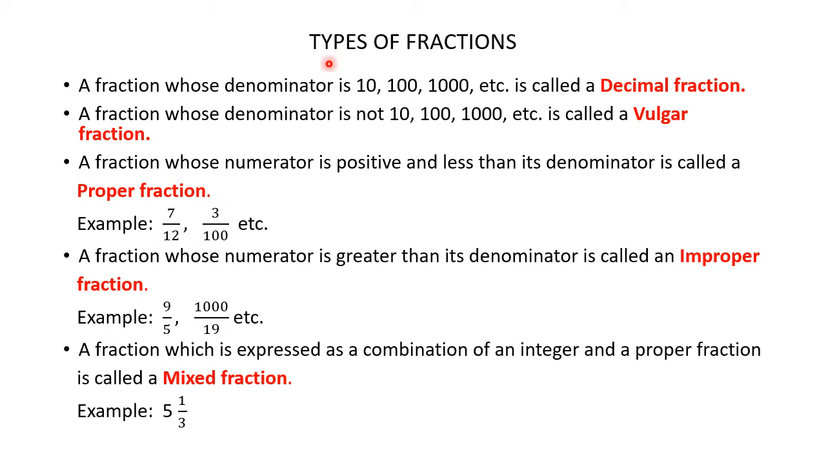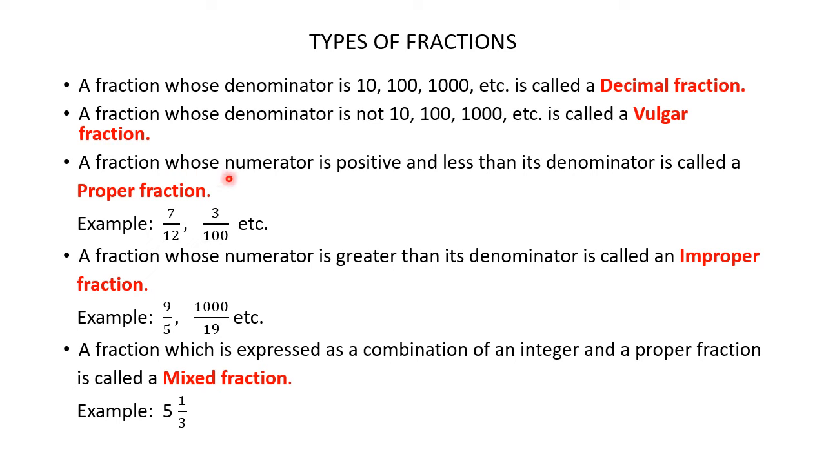Now let's learn about the different types of fractions. A fraction whose denominator is 10, 100, 1000, etc. is called a decimal fraction. A fraction whose denominator is not 10, 100, 1000, etc. is called a vulgar fraction.